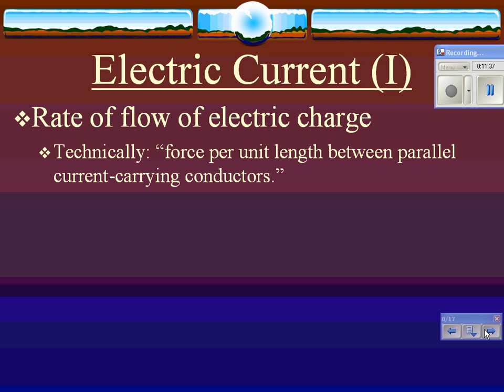There's a more technical definition that we'll understand when we get into magnetic fields, which is the force per unit length between parallel current carrying wires. If I have two wires that are carrying current, they will actually exert force on one another, and that is how we've defined the unit of current. But right now you can think of current as just the rate of flow of electric charge.